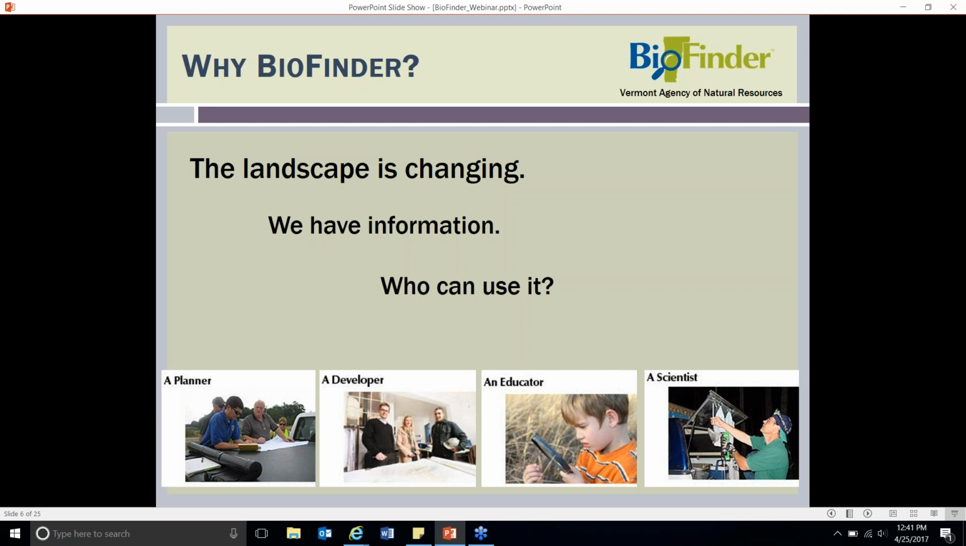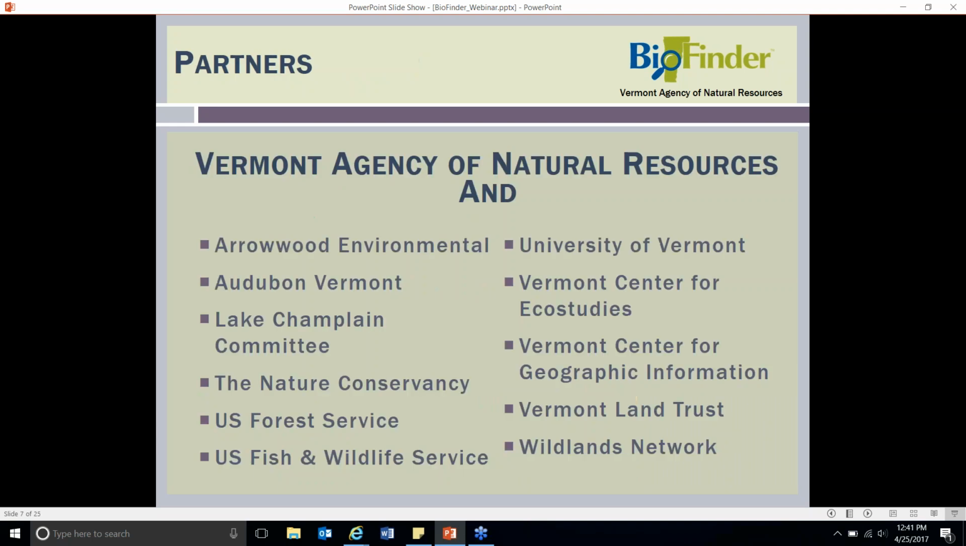There's been a lot of feedback from the development community that it would be nice to know where some of these natural resources are before they get to their regulatory process. And while BioFinder certainly doesn't have any level of regulatory information, the resources that are included here are certainly the ones that are likely to come up in the discussion about where to place development. Educators and scientists can certainly also use this information.